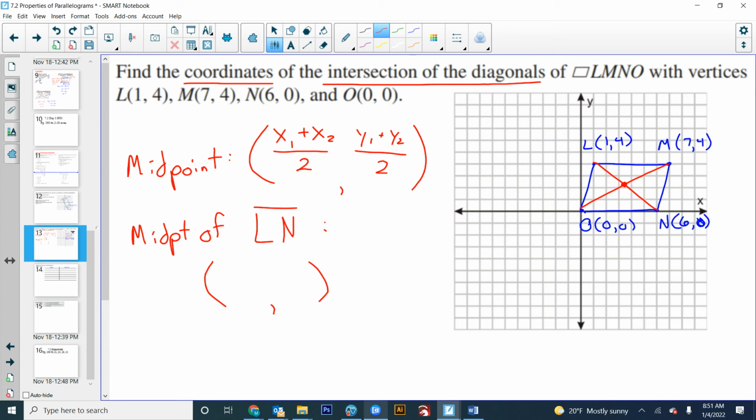L has an x value of 1. N has an x value of 6. So 1 plus 6 divided by 2. And I'm going to add the y values, 4 plus 0, and divide by 2. I'm getting 7 divided by 2, which is 3.5. And then 4 divided by 2, which is 2.